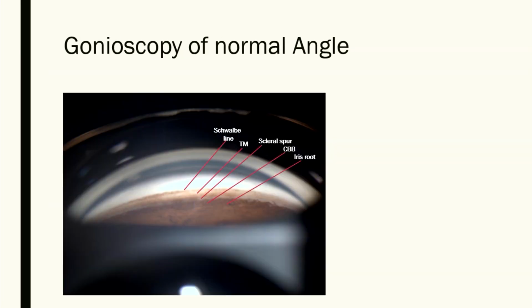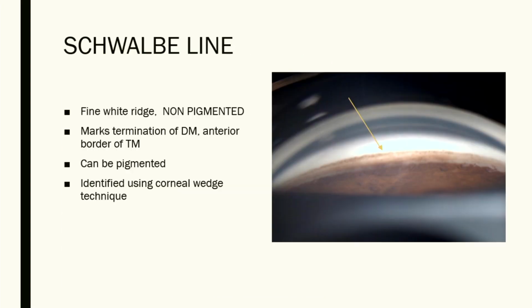So now how do these structures appear on gonioscopy? So from anterior to posterior, again you have the Schwalbe's line, the trabecular meshwork, the scleral spur, ciliary body band, and the iris root. So let's go structure by structure. The Schwalbe's line is a fine white ridge. It is generally non-pigmented, but in this picture it is slightly pigmented. As I mentioned earlier, it marks the termination of the Descemet's membrane. It is also the anterior border of the trabecular meshwork.